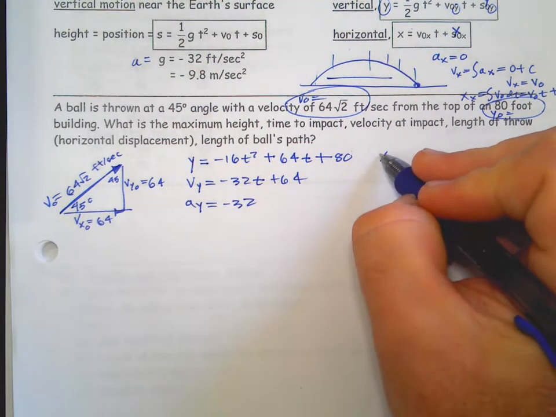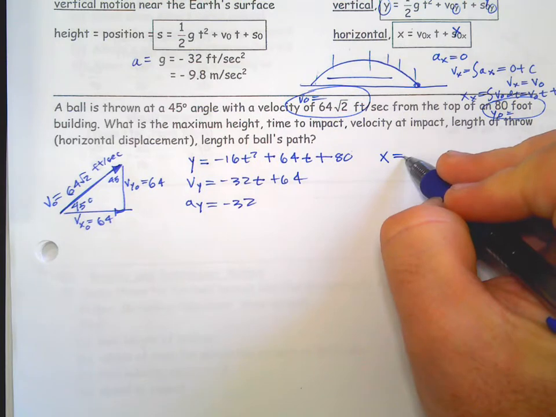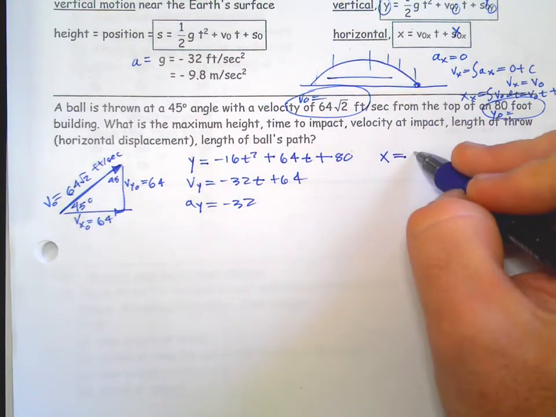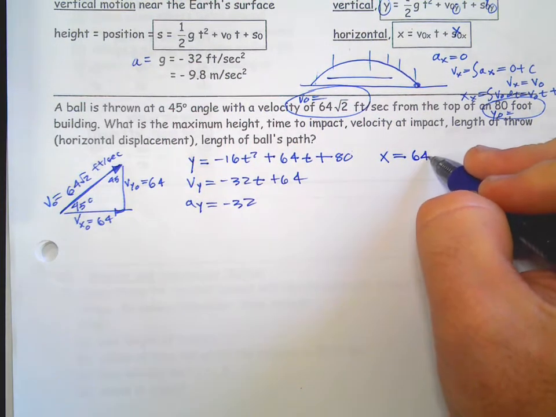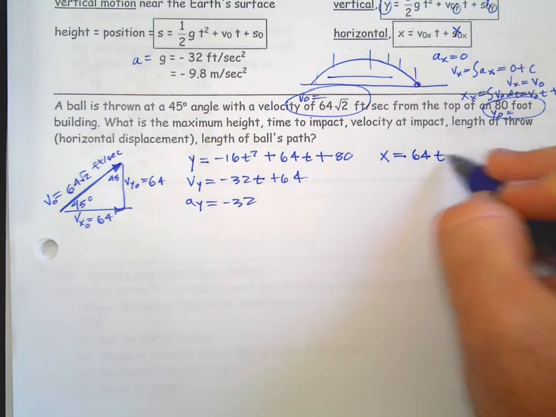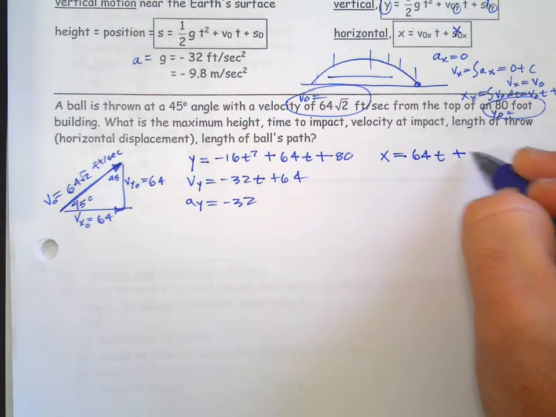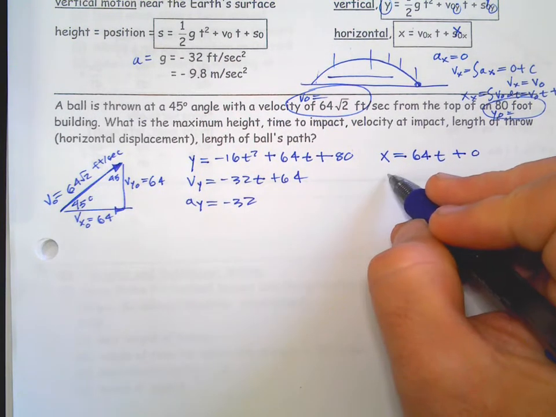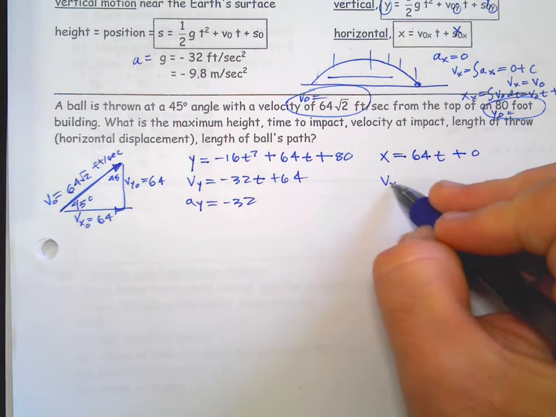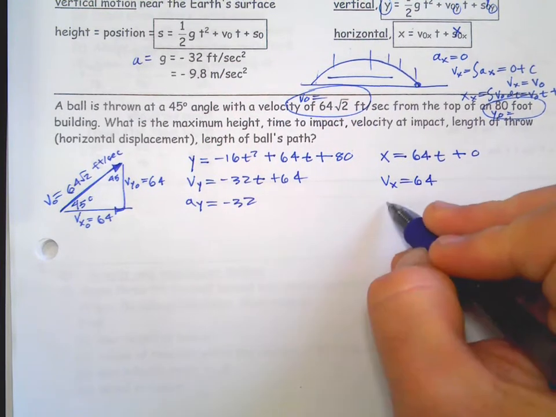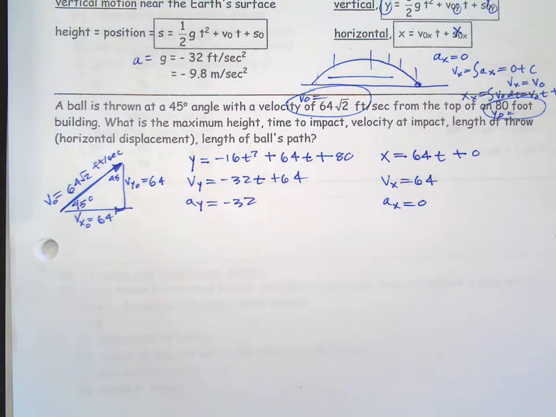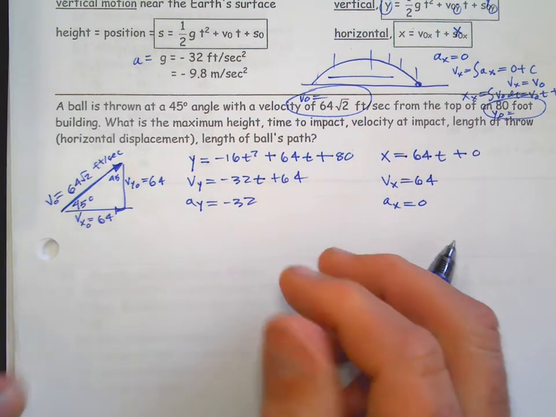The x equation is not going to have this negative 16t squared because it has no acceleration. It's just going to have 64, the initial velocity, times t plus the initial position in the x direction, which we're just going to consider 0. And then velocity is 64 all the time, and acceleration is 0 all the time in the x direction. So I think that's good to get all figured out.